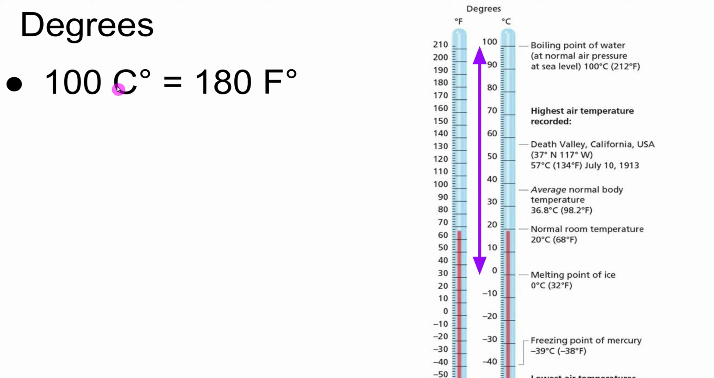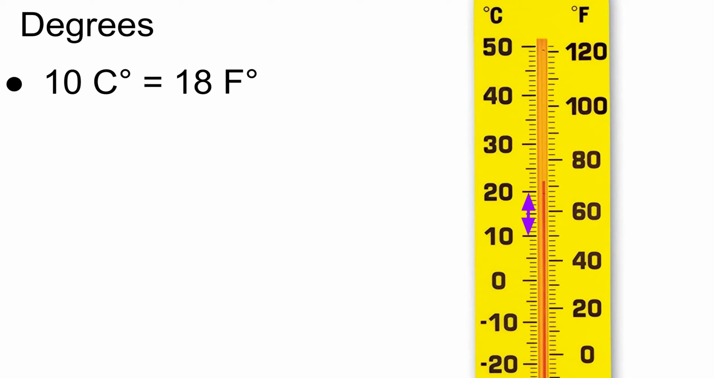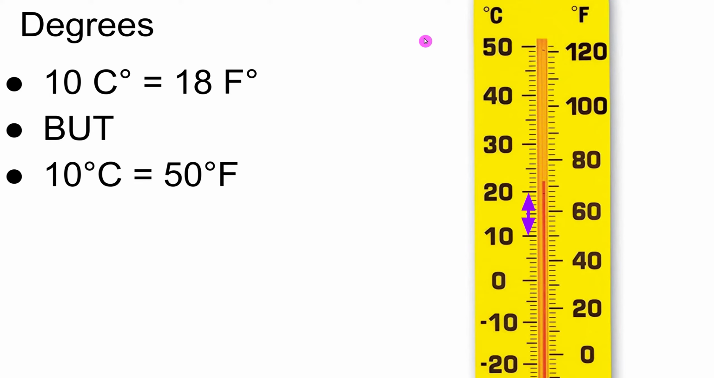So when you're talking degrees, 100 Celsius degrees, the difference in degrees between melting ice and boiling water, equal 180 Fahrenheit degrees. If you divide that by 10, you get 10 Celsius degrees equal 18 Fahrenheit degrees. But, and this is a big but, the difference between 10 degrees Celsius and 20 degrees Celsius, so that's 10 Celsius degrees, equals 18 Fahrenheit degrees. But 10 degrees Celsius equals 50 degrees Fahrenheit. Those are temperatures, 10 Celsius, 50 Fahrenheit.